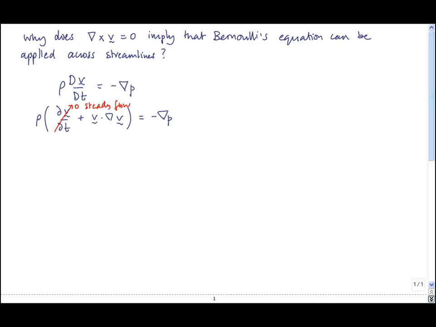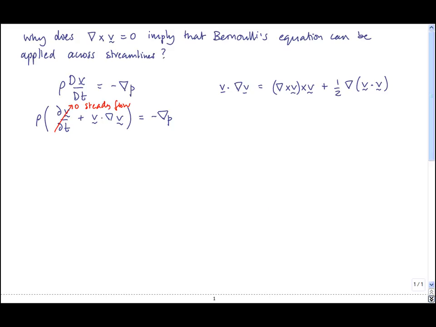At this point, I need to include a vector identity. You can find these online very easily. The one I'm going to use is that v dot grad v is equal to the curl of v crossed with v plus a half times the gradient of v dotted with itself. Now you don't have to remember these, they're all available online or in maths books, but after you've used them a few times you start to remember them.